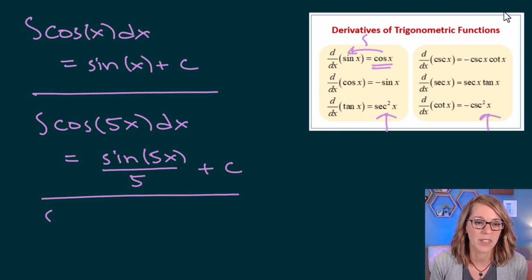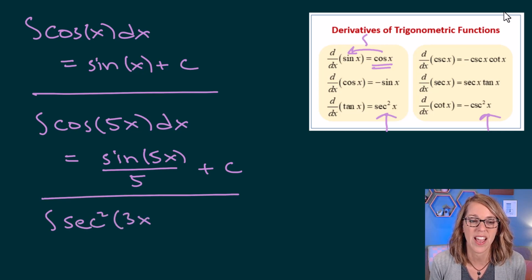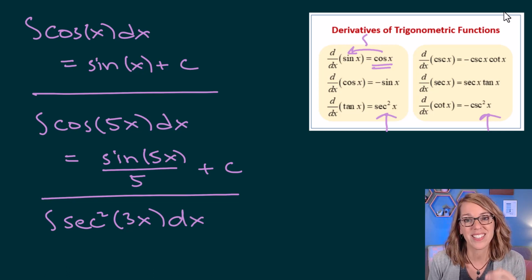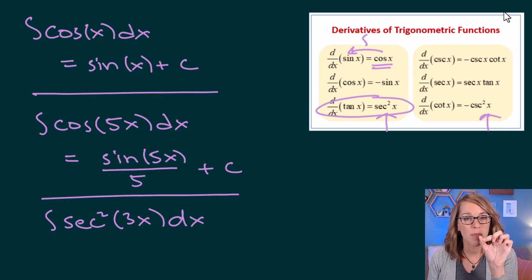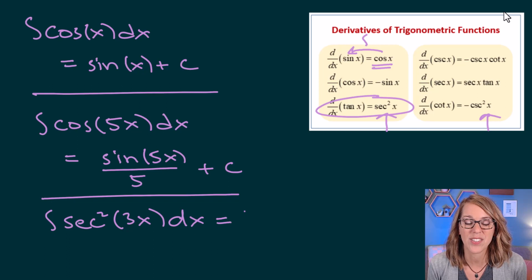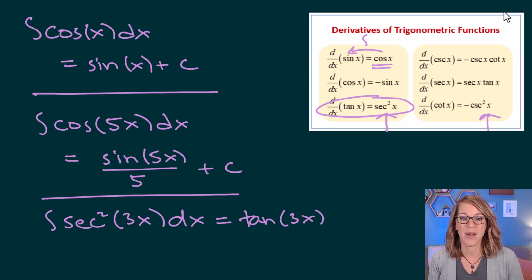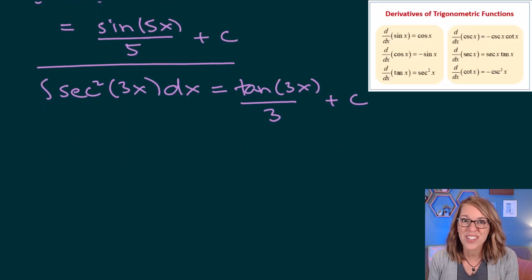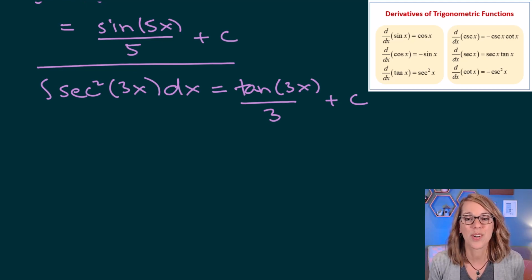Let's do another one that's similar to this. Let's say that we've got the integral of secant squared 3x dx. So I know that secant squared is somebody's derivative, and it is right here. It is tangent's derivative. But my argument, what's inside the parentheses, is a 3x. So I'm going to write my answer as the tangent of 3x. And I divide by that common multiplier, divided by 3, and then plus a c. So as long as you've got these common trig derivatives memorized, you can work your way backwards.